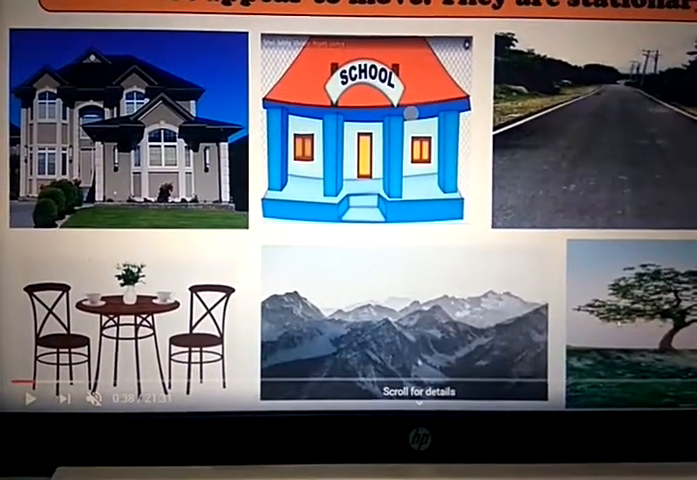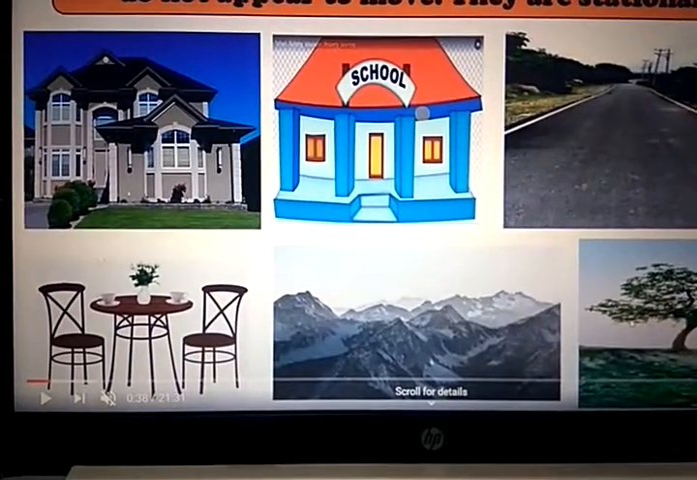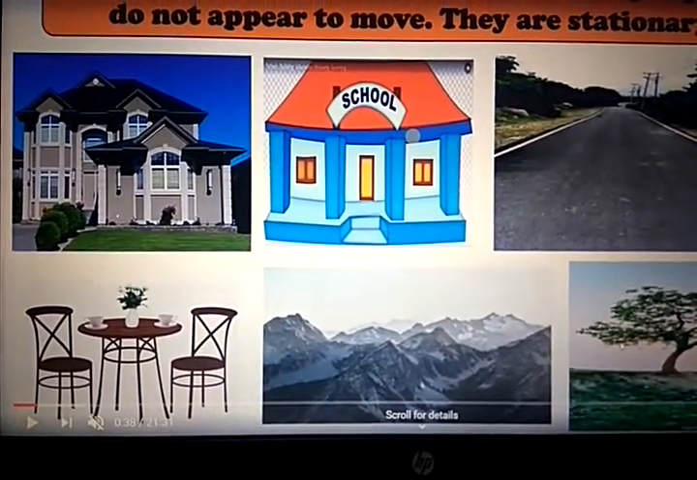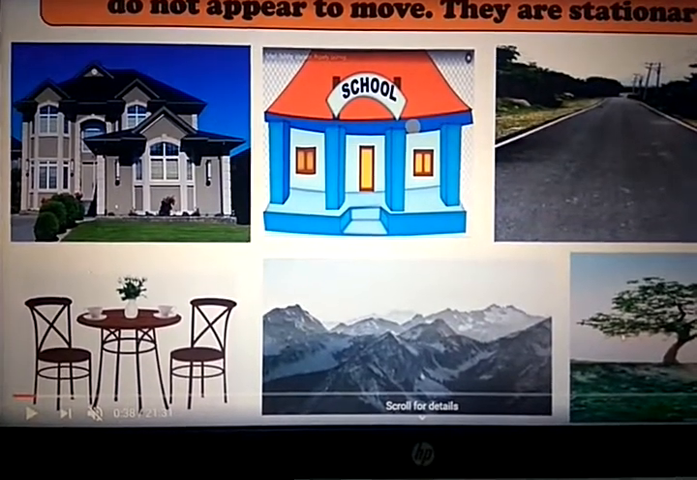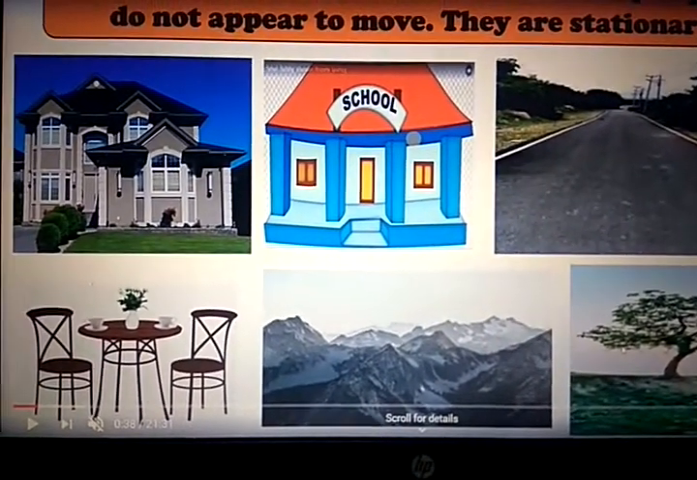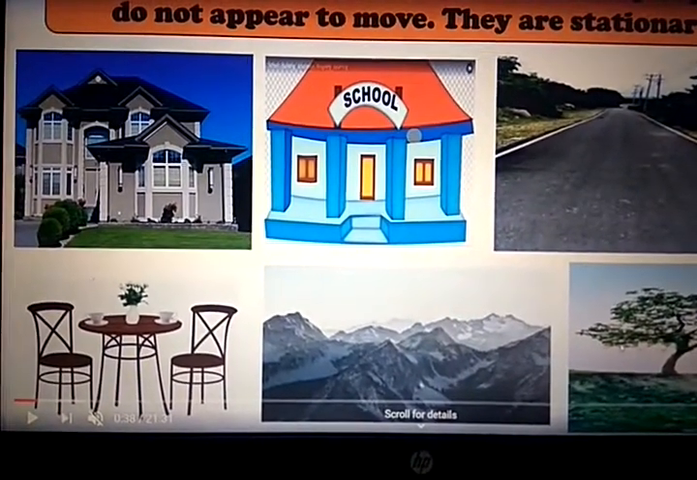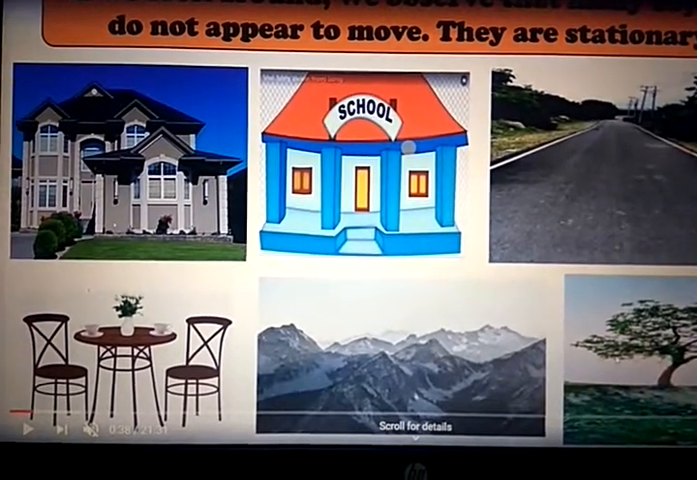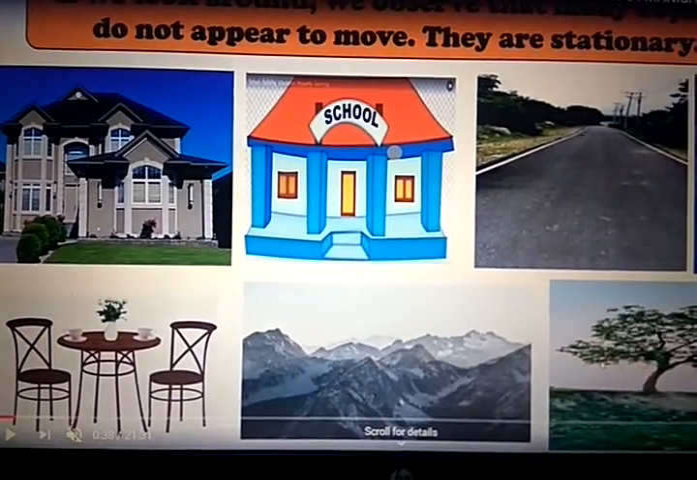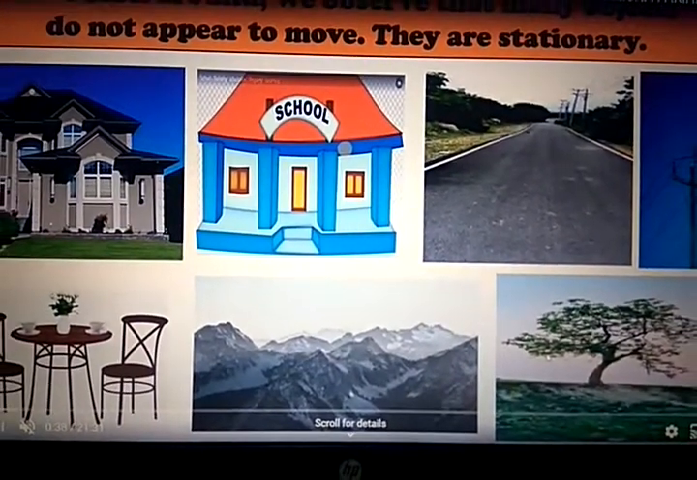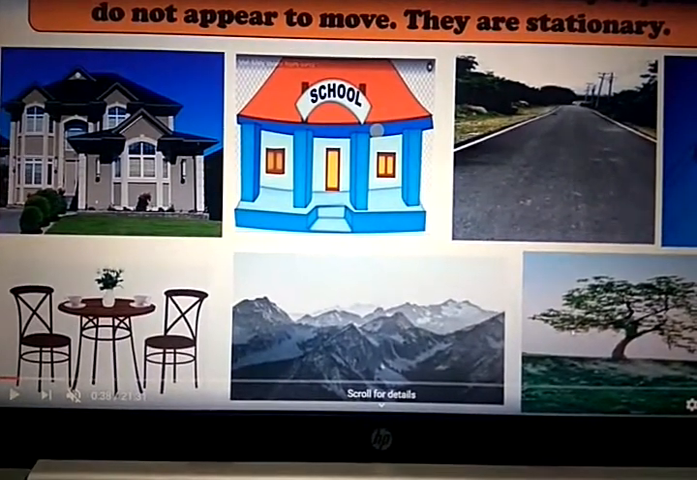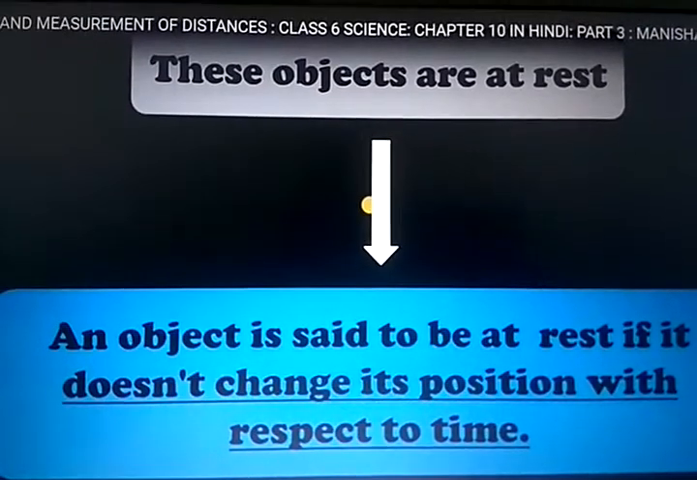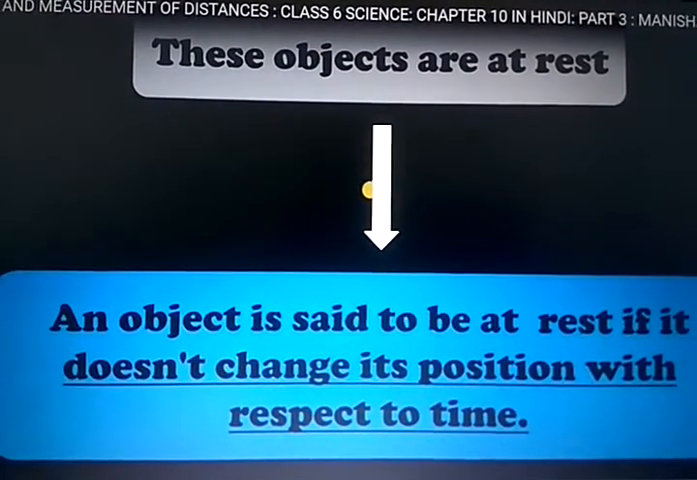Dear students, if we look around, we observe that many objects do appear to move. Others do not appear to move, meaning they are stationary, meaning they are steady. You can see, for example, house, school, roads, pole, furniture, dining tables, mountain, trees. All these things do not move, meaning they are stationary. Stationary means steady. These above objects are at rest.